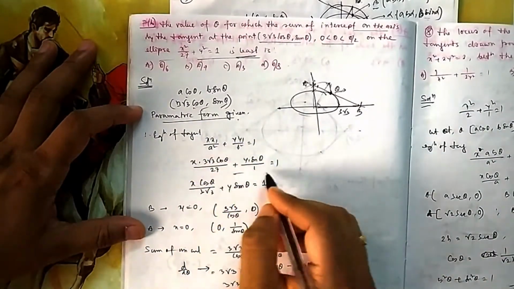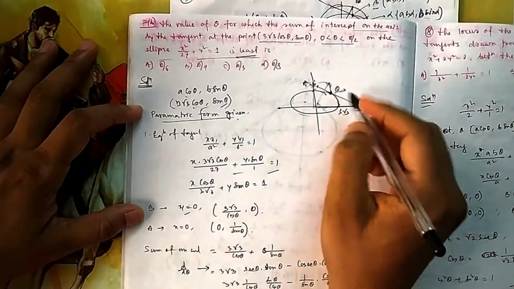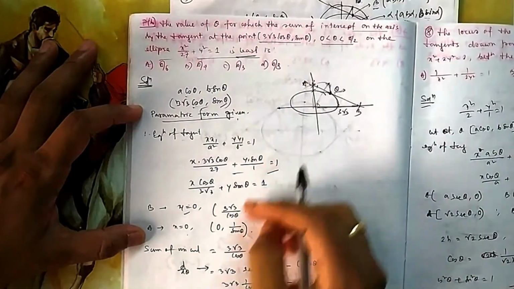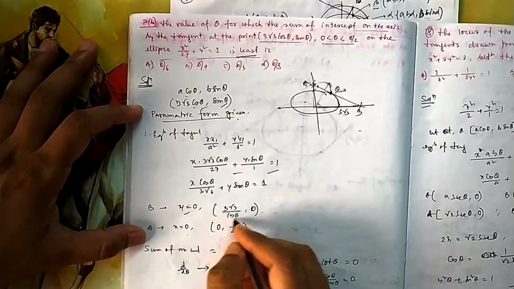So you can find the equation of the tangents. We know the equation of tangent. You can find these 2 points. If you put y equal to 0, then this point. If you put x equal to 0, this point. These 2 points you got. Now what is x-intercept? X-intercept will be this one because y is 0.